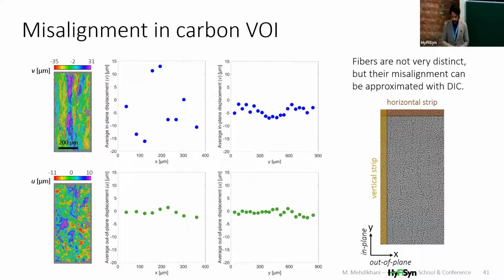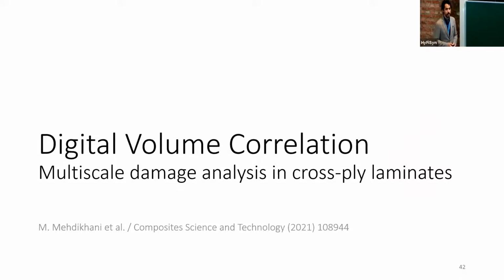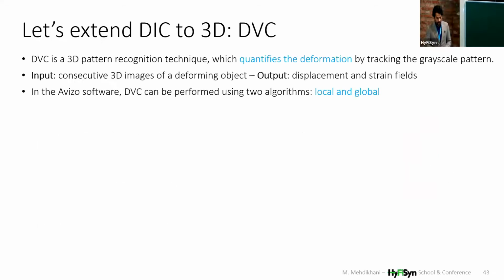Okay, that was about it for DIC. Now I'm going to shortly also talk about digital volume correlation, which is a 3D extension of DIC. So the core concept is the same. We have consecutive images of our deformation, and we take these images during loading or in situ loading of the material.